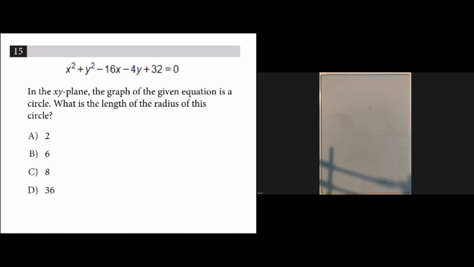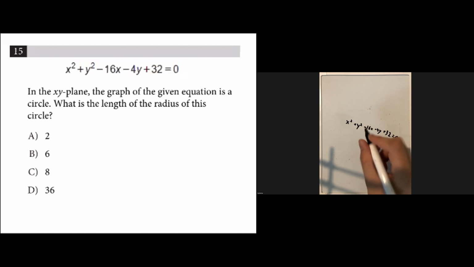Okay, so for this one, we have x squared plus y squared minus 16x minus 4y plus 32 equals 0. And we're asked to find the radius of the circle. So for this one, we have to get it into an equivalent form, which we can work with. So for that, we'd have to translate this.